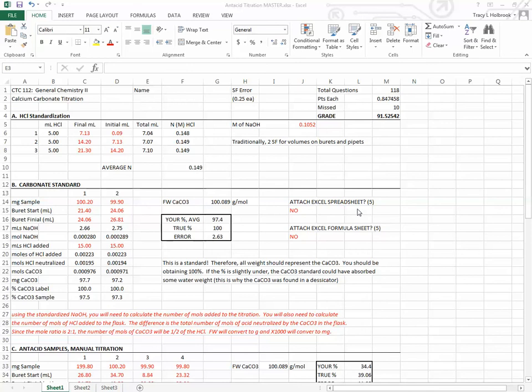All right, so up here at the top, you're seeing CTC 112, and this is the calcium carbonate titration. You're also seeing how I take points off. Significant figure errors, I'm really kind of wishy-washy on. At this point, if you can just do the calculations, I'm going to give you the credit.